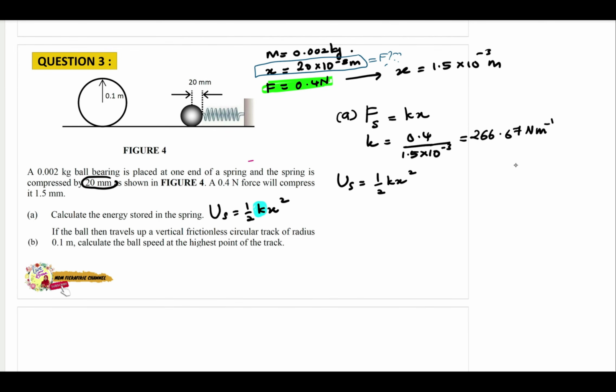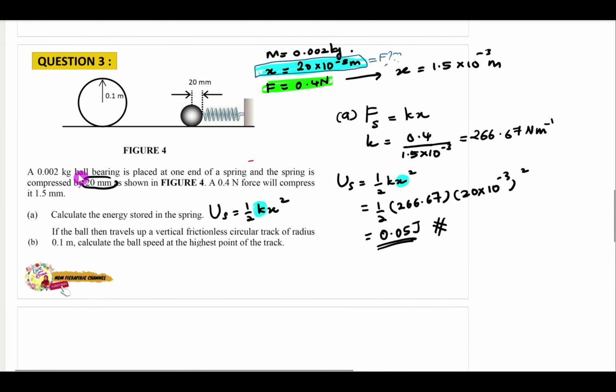Okay. So bila kita nak kira what is the energy stored in the spring when the spring is compressed by 20 millimeter, so here is 20 millimeter. Okay. So dia akan jadi half, K dia adalah 266.67, X is 20 millimeter squared, jangan tertinggal lah. Okay, so you akan dapat 0.05 joule. Okay, so tengok betul-betul soalan.